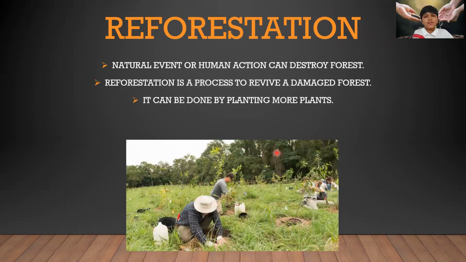And this is reforestation. Natural events or human action can destroy a forest. And reforestation is a process to revive a damaged forest that can be done by planting more trees. Reforestation and afforestation both are different. Afforestation means to create a new forest-like area, and reforestation means to revive a damaged forest.